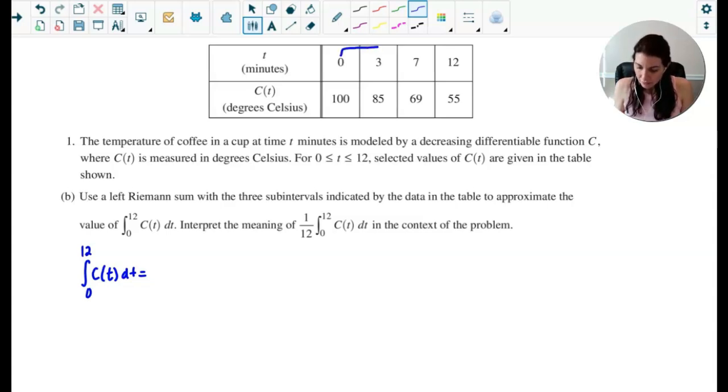Now it says to use a left Riemann sum with the 3 subintervals. As you can see, the first rectangle of our Riemann sum would have a base of 3, since we're going from a t value of 0 to a t value of 3. And the height, I would want to use c of 0 because I am calculating a left Riemann sum, so I want to use the height on the left side.